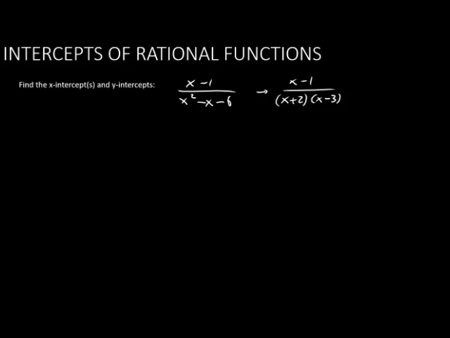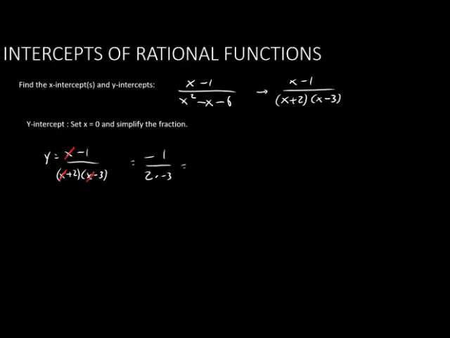Here we'll find the x and y intercepts of this rational function. We'll begin with the y-intercept. To find the y-intercept, we'll set x equal to 0 and simplify the fraction. We begin by saying y equals (x minus 1) over (x plus 2)(x minus 3). We'll change all of the x's now to zeros. This will give us negative 1 in the numerator and 2 times negative 3 in the denominator. If we simplify this down and divide negative 1 over 2 times negative 3, we will get 1/6.